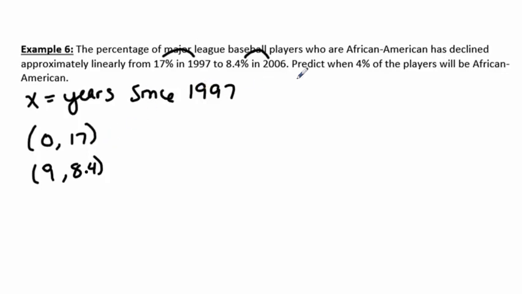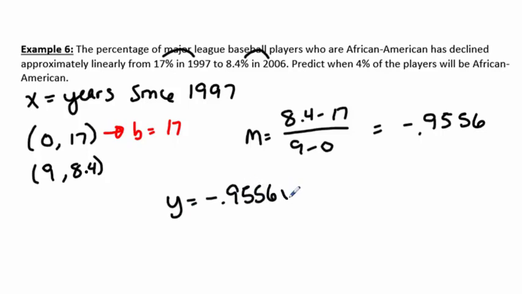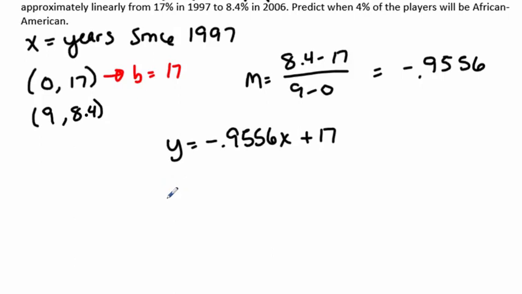If you're not told a starting year, you want to pick the first year, because you know the b value that way. That is a y-intercept. The b value is 17. And now I need to calculate the slope. So we calculate the slope, y2 minus y1, 8.4 minus 17, over 9 minus 0. If you use your calculator to simplify this, you're going to come up with about negative 0.9555 repeating. So if I keep 4 decimal places, it'll be 0.9556. Okay. So the equation is y equals negative 0.9556x plus 17. Now, since we're talking about percentage, I can call it p instead of y. If I want to put this in function notation, I could even call it p of x. Let's go ahead and write it this way.